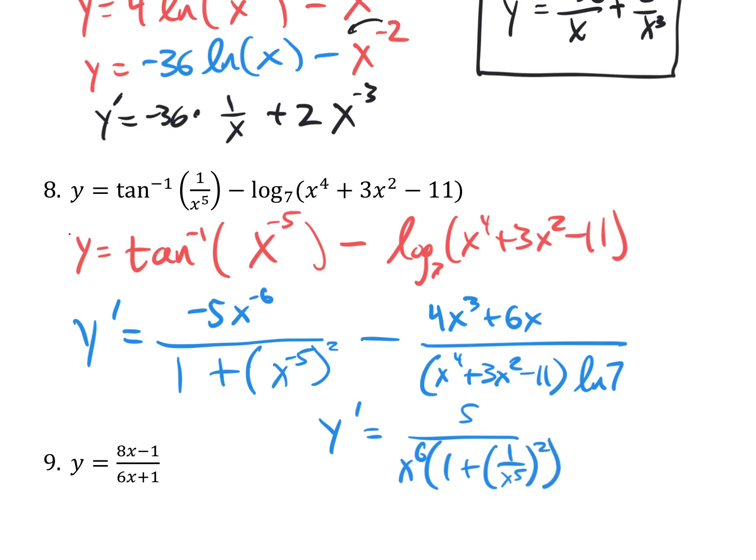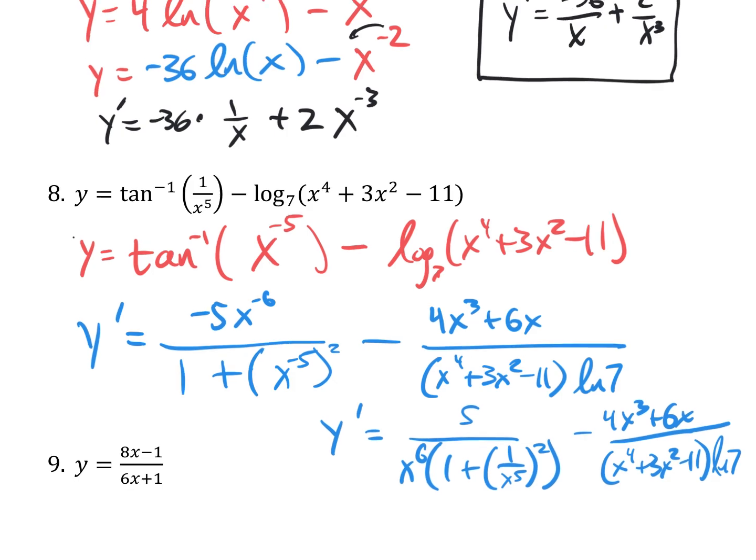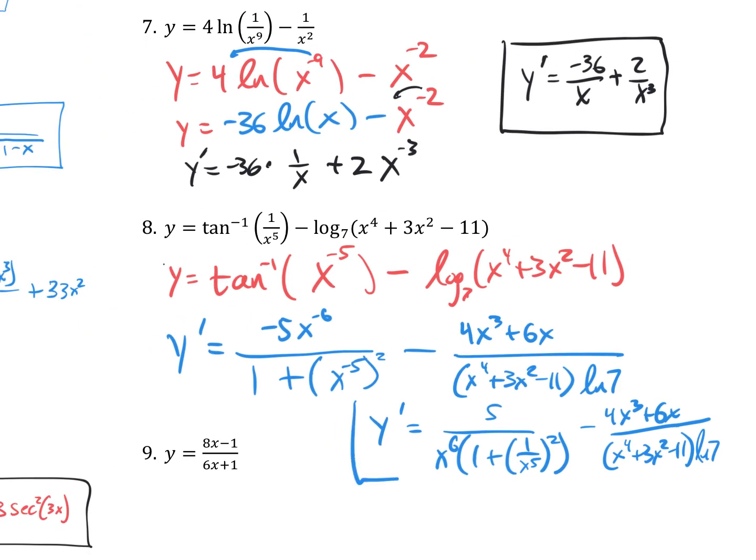Okay, yeah, it doesn't do much. In fact, it might be uglier. I don't know. Minus 4x cubed plus 6x all over x to the fourth plus 3x squared minus 11 times the natural log of 7. Okay. All right. There you have it.